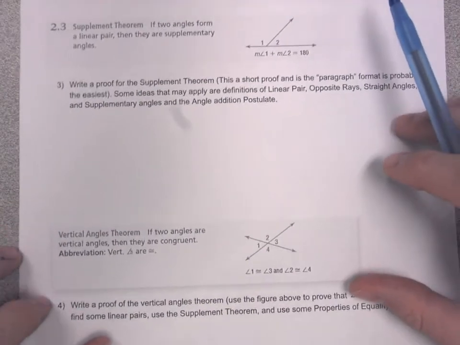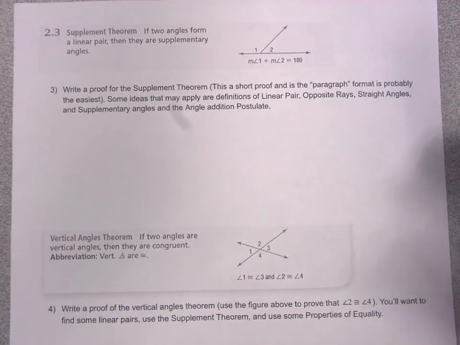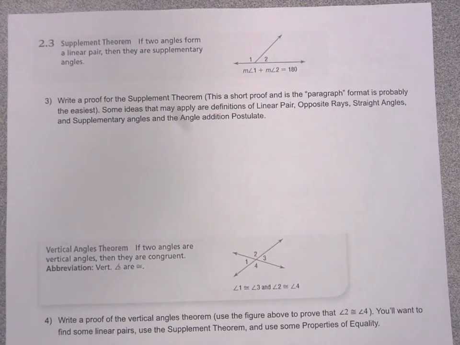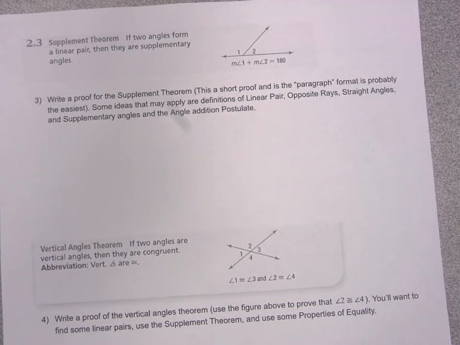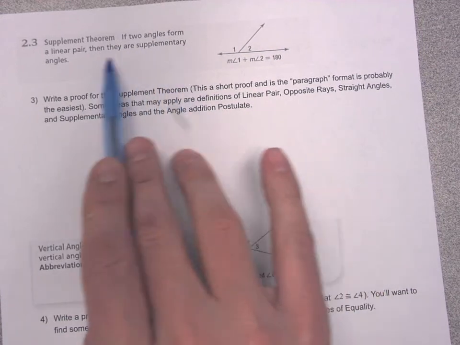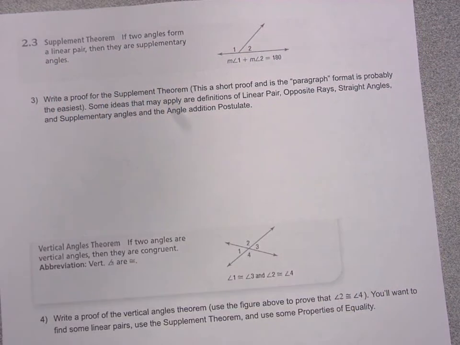All right, the next one here is going to be a paragraph proof. I know paragraph proofs are kind of scary for some of you guys, but it's kind of a short proof, and I think it's just easier to write in paragraph form. So let's take a look at what we're trying to prove here. So this is the supplement theorem. It says if two angles form a linear pair, then they are supplementary.